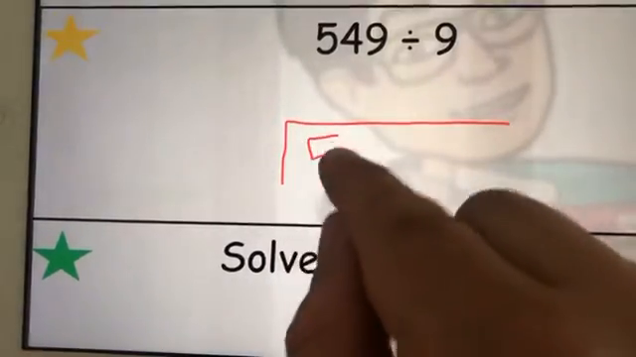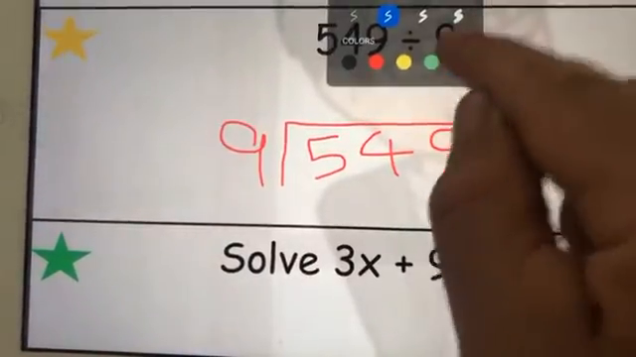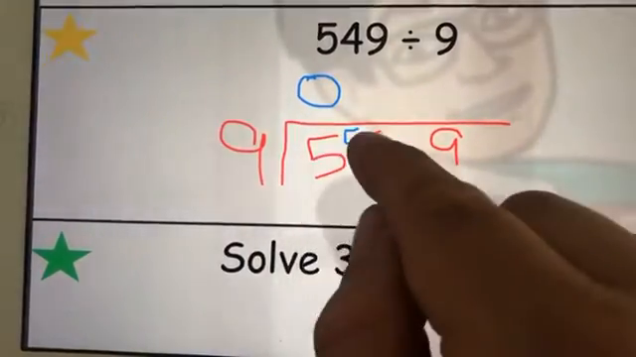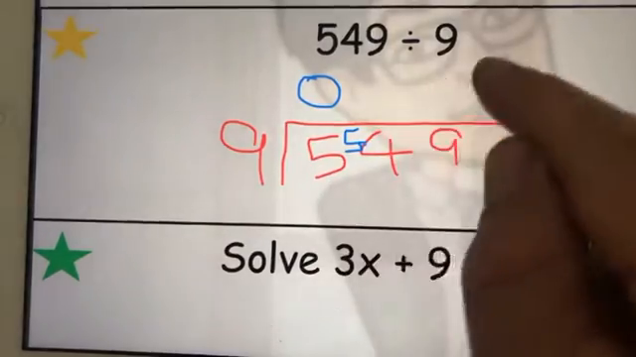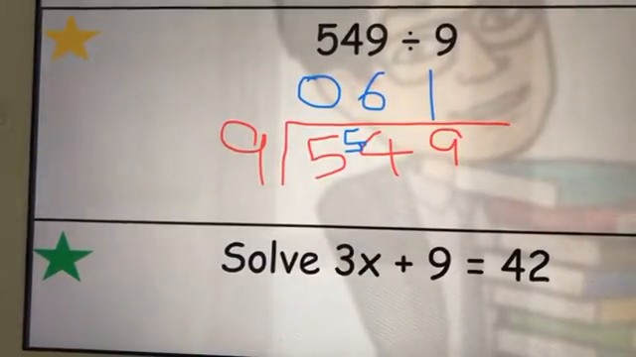So 549 divided by 9. I'm going to change colour for this bit. 9 doesn't go into 5. 9 goes into 54 6 times, and 9 goes into 9 once. So my answer is 61 for 2 points.